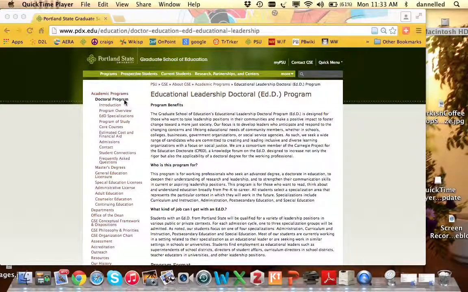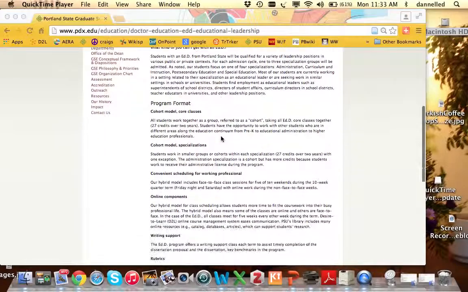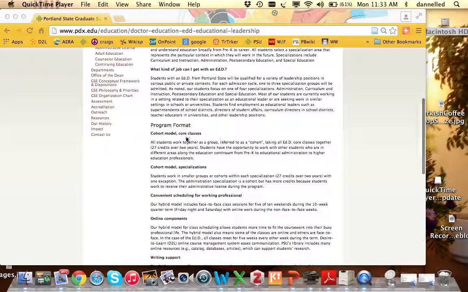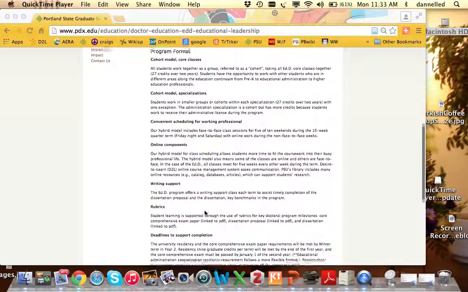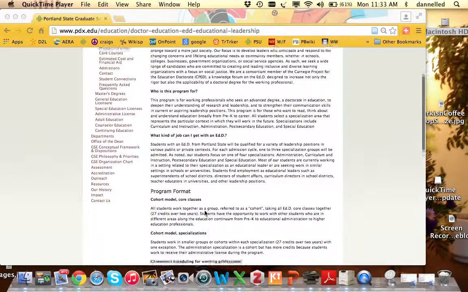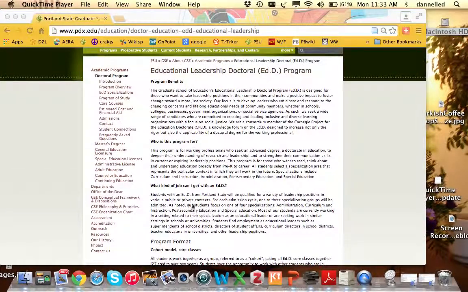And this is the introduction. This is not the introduction page. This is the first page. So this answers some basic questions. It describes the basic format, cohort model, specialization, scheduling, online components, rubrics, etc. So it's kind of a good overview of the program.